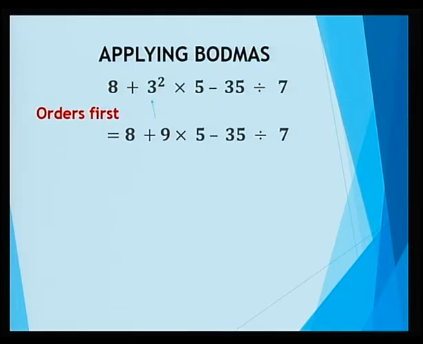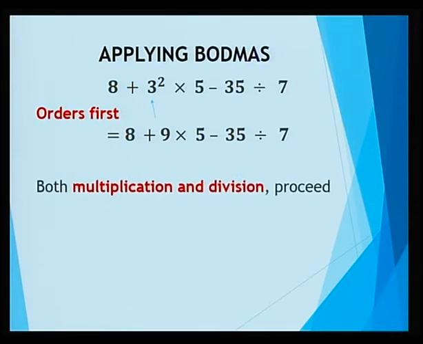So we have 3 power 2. We have replaced it by 9. Therefore, we have 8 plus 9 times 5 minus 35 divided by 7. What do we do now? Well, we've got addition, multiplication, subtraction, and division. According to BODMAS, we have both of them, right? Remember I was telling you about order of precedence? You've got it here. So what do we need to do first? Whichever comes first to the left.